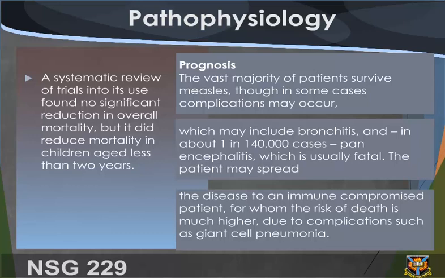Prognosis. The vast majority of patients survive measles, though in some cases complications may occur, which may include bronchitis, and in about 1 in 140,000 cases, panencephalitis, which is usually fatal. The patients may spread the disease to an immune-compromised patient, for whom the risk of death is much higher due to complications such as giant cell pneumonia.